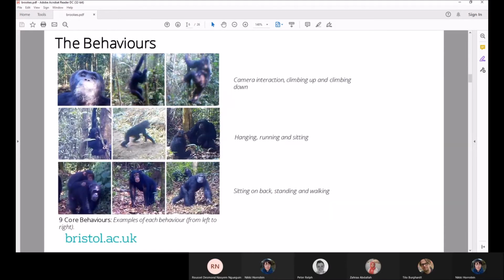To make the behaviors more concrete, these are still images extracted of these behaviors being exhibited. They're more like actions than detailed behaviors, but it's a starting point for our project. We have camera interaction, climbing up, climbing down on the top row. In the middle row, we have hanging, running, and sitting. And on the bottom row, we have sitting on the back, standing, and walking.